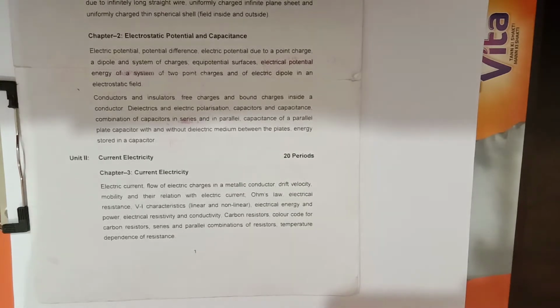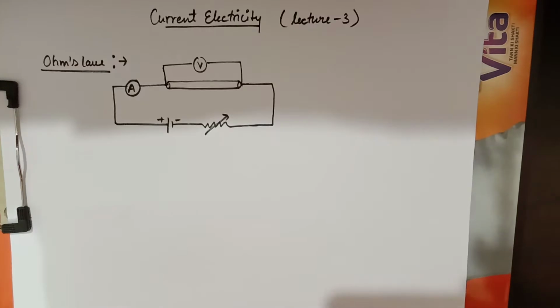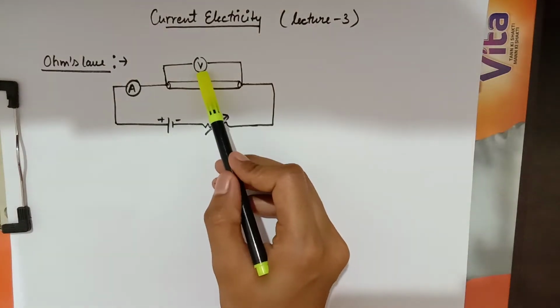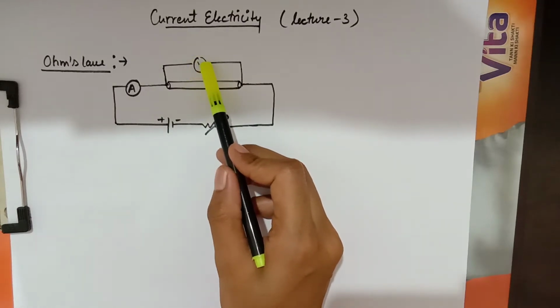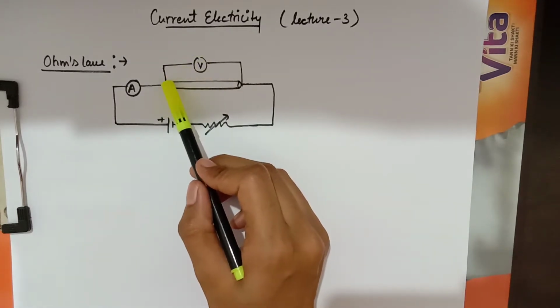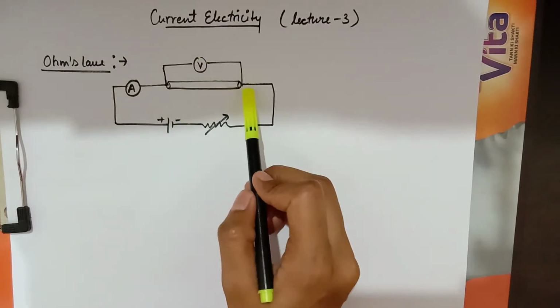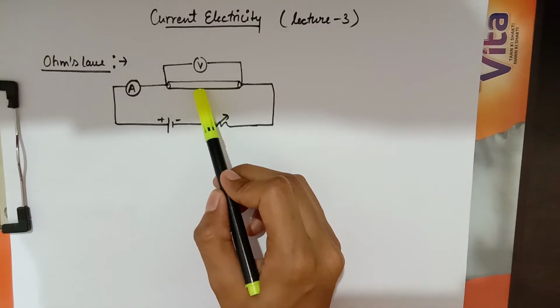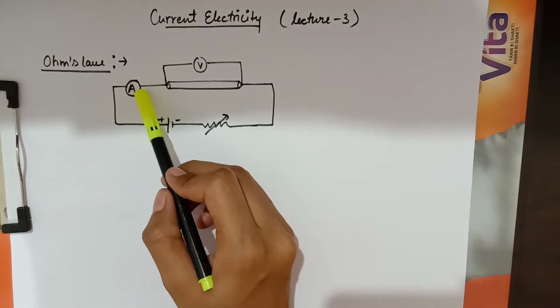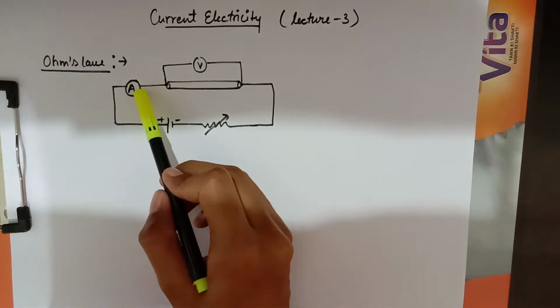So today we will start our lecture with a very fundamental law of electricity, that is Ohm's law. So I hope that all of you must be aware of the symbols of electric circuit. This symbol is for voltmeter. Voltmeter is used to calculate potential difference between any 2 points, and voltmeter is also connected in parallel connection, as you can see from the figure. And this is ammeter. Ammeter measures the value of current in the circuit.